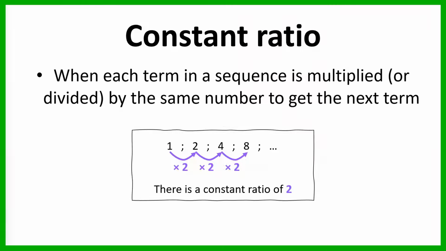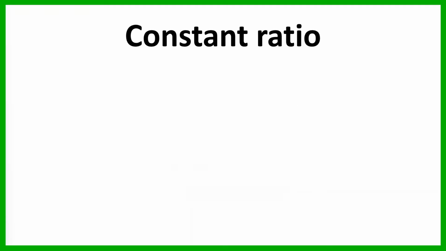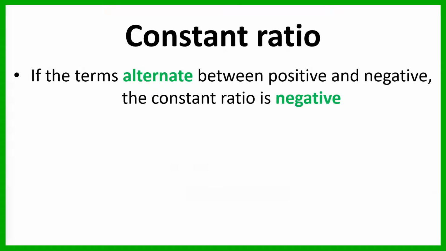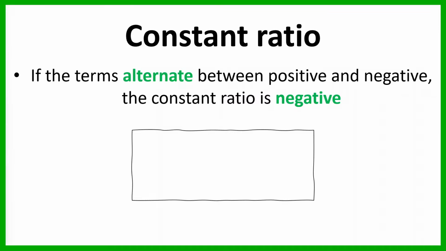Okay. Now, sometimes the constant ratio can be negative. If you've got a pattern where the terms alternate between positive and negative, it means that you've got a constant ratio which is negative. Okay, so let's have a look at an example like that quickly. So over here, I've got my pattern 2, -6, 18, -54. Now, as soon as you see a pattern that alternates between positive and negative, that's a hint to you that this is going to be a pattern with a constant ratio.